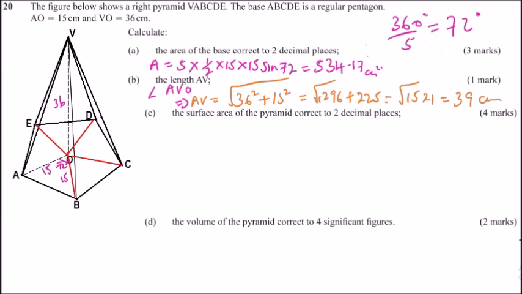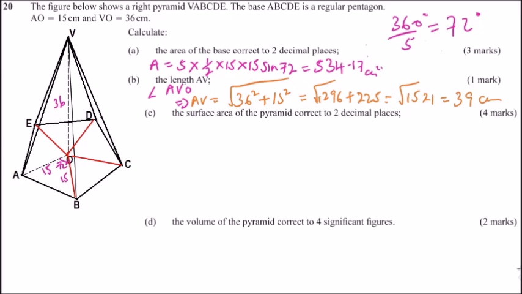We come to part C of the question. We are told to find the surface area of the pyramid correct to 2 decimal places. Now, already we have the area of the base, so what remains is to find the area of the slanting triangles, the 5 of them, and we add to the area of the base.